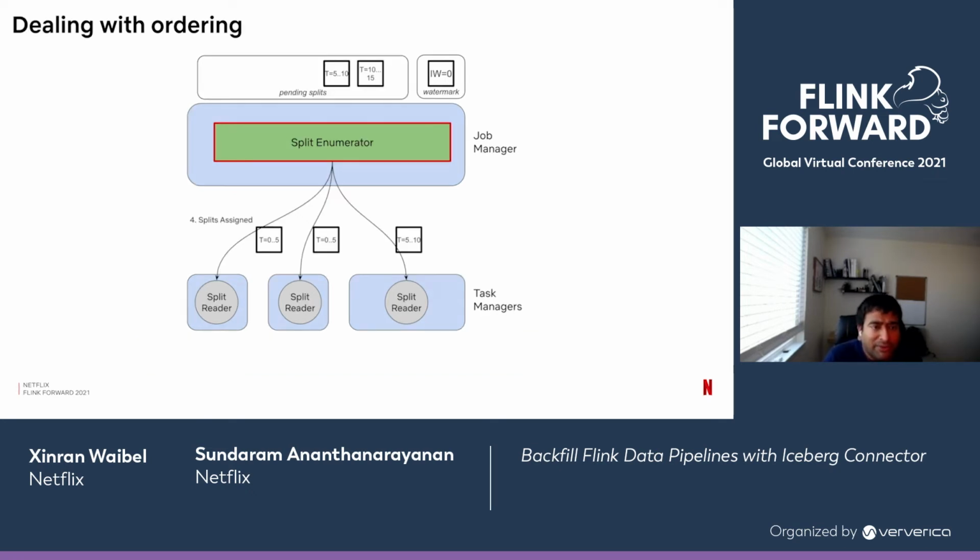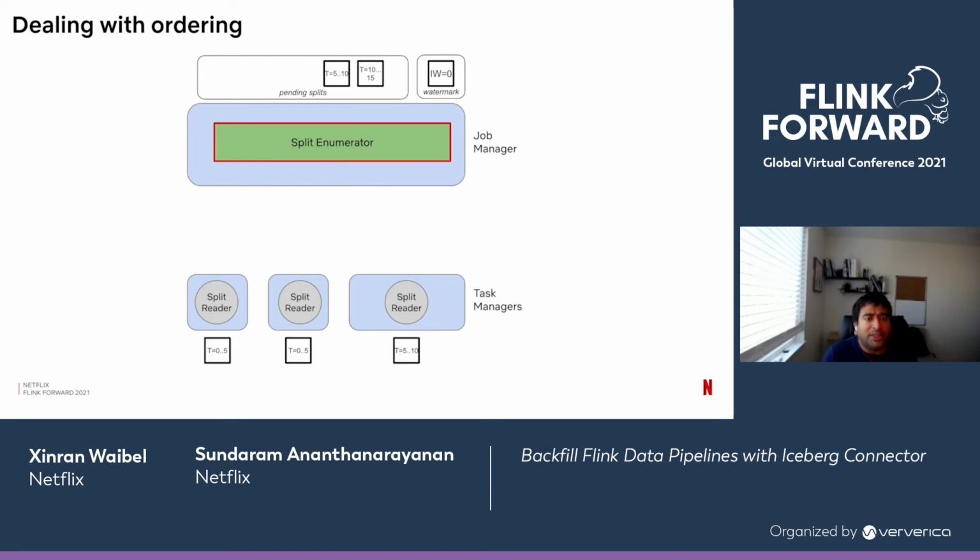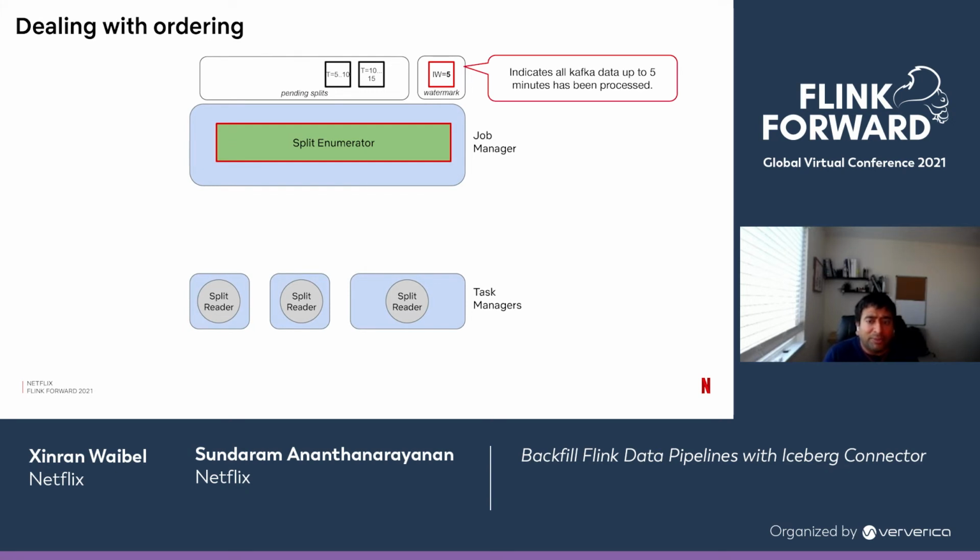Because we only have 3 parallel readers in this case, we can only assign the first 3 splits, even though the fourth split is also ready to be assigned. Now, once these 3 splits are completed and the reader lets the enumerator know of that, the enumerator can now move the watermark to 5, as all data till the 5th minute has been fully read.